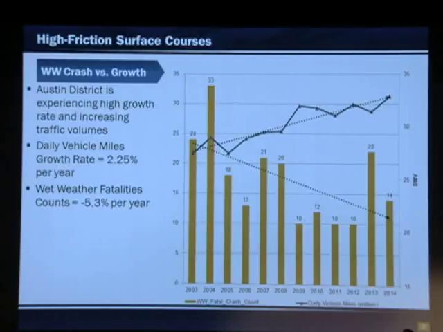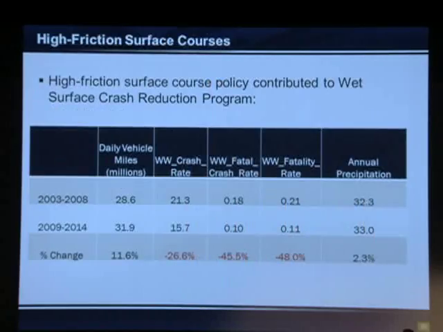In Austin District, as a metro district, we've been growing, if you believe the daily vehicle miles, by a little over 2%, but in most areas, about 8%. So your probability for a crash should increase, but our data shows that we have the reverse trend for our wet weather fatality counts. This is kind of an overall view of what those reductions look like.